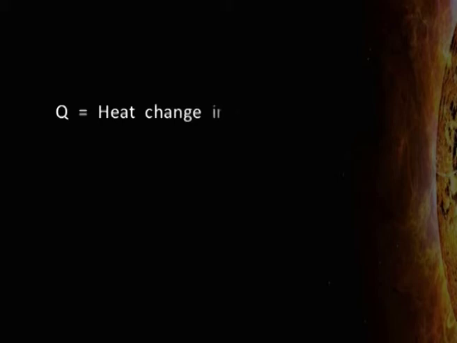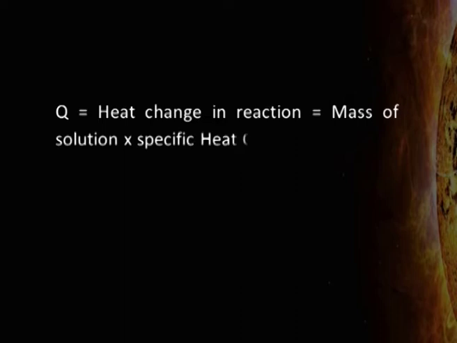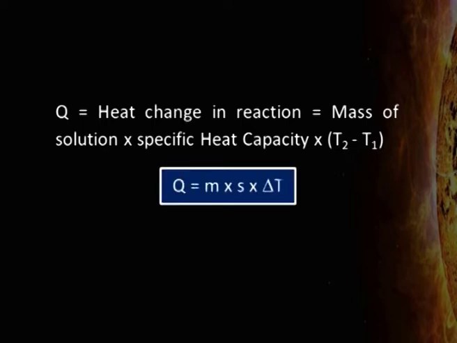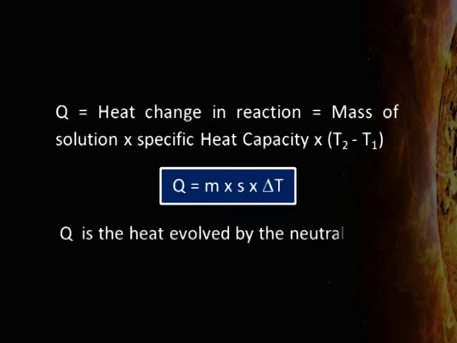For simplicity, the heat capacity of the bottle is neglected as it is very small compared to the heat capacity of the solution, and the specific heat capacity of the solution is taken to be equal to that of water. Now Q, the heat change in the reaction, will be equal to mass of the solution multiplied by specific heat capacity multiplied by delta T. Therefore, Q is equal to M into S into delta T, which is T2 minus T1. Here Q is the heat evolved by the neutralization.